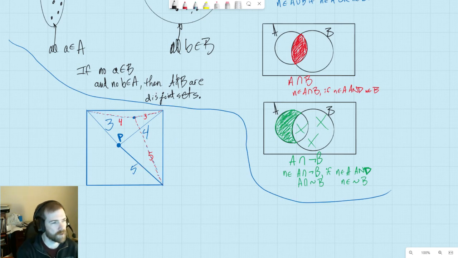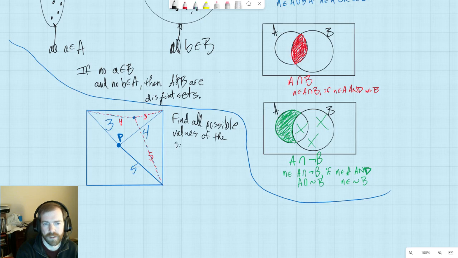Alright, so the goal of this was to find all possible values of the side lengths of the square.